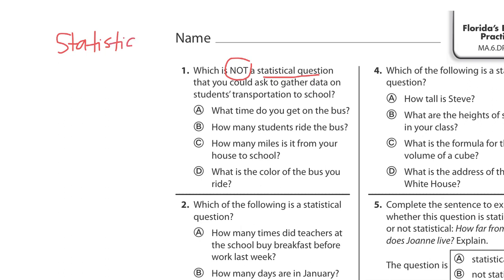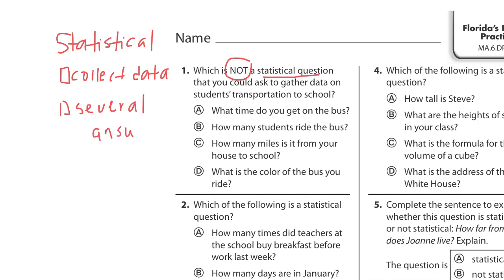So remember, a statistical question means that you can collect data. So it has two things. You can collect data and you have several answers. So let's look at the first one.